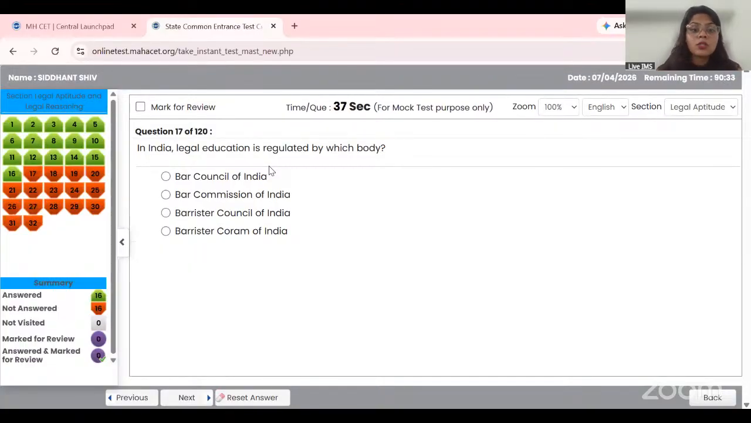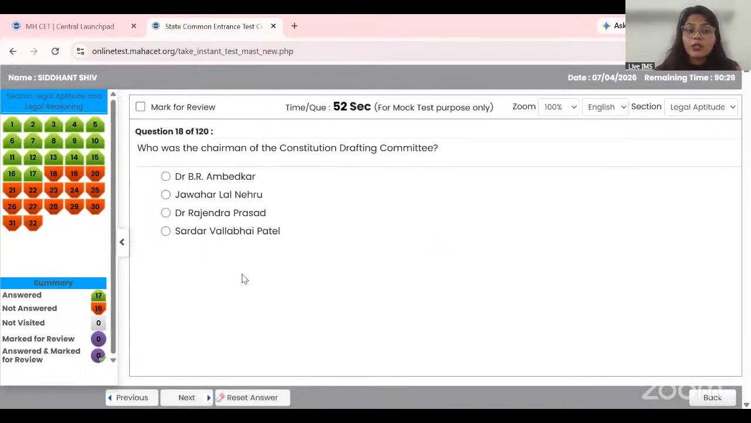So legal education is regulated by Bar Council of India, right? Question number 18 talks about who was the chairman of Constitution Drafting Committee. Very important question. It was Dr. B.R. Ambedkar who was the chairperson of the Constitution's Drafting Committee.